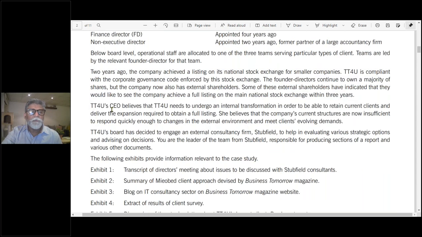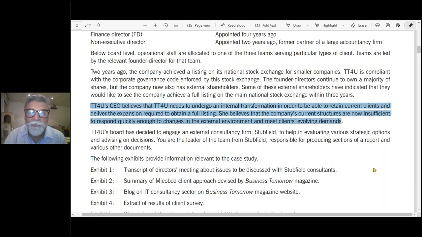Okay. TT4U's CEO believes that TT4U needs to undergo an internal transformation in order to be able to retain clients and deliver the expansion required. She believes that the company's current structures are now insufficient to respond quickly enough to the changes in the external environment and meet clients' evolving demand. Very interesting paragraph. Why do I say it's interesting?